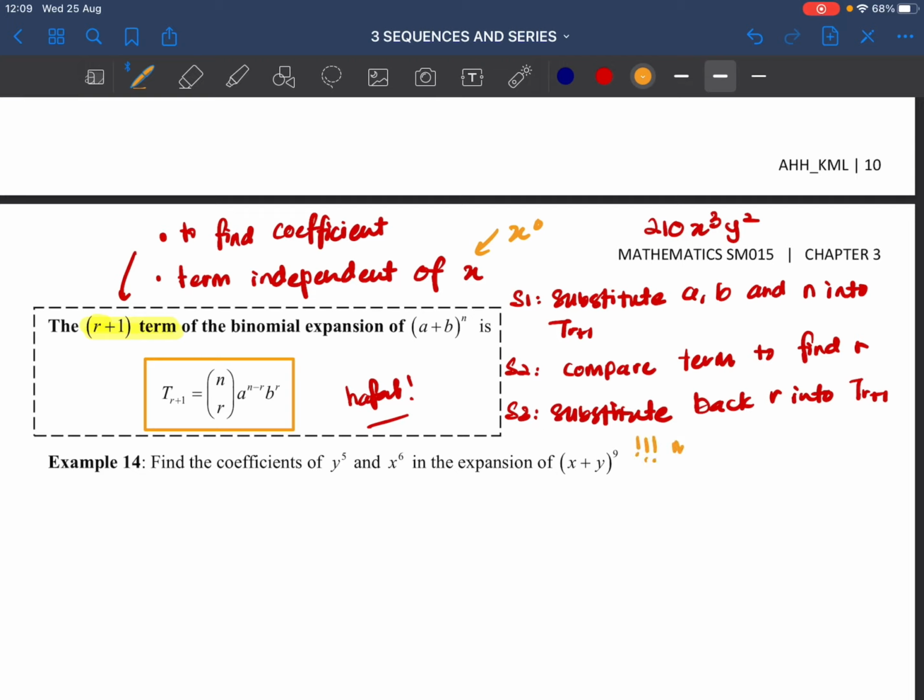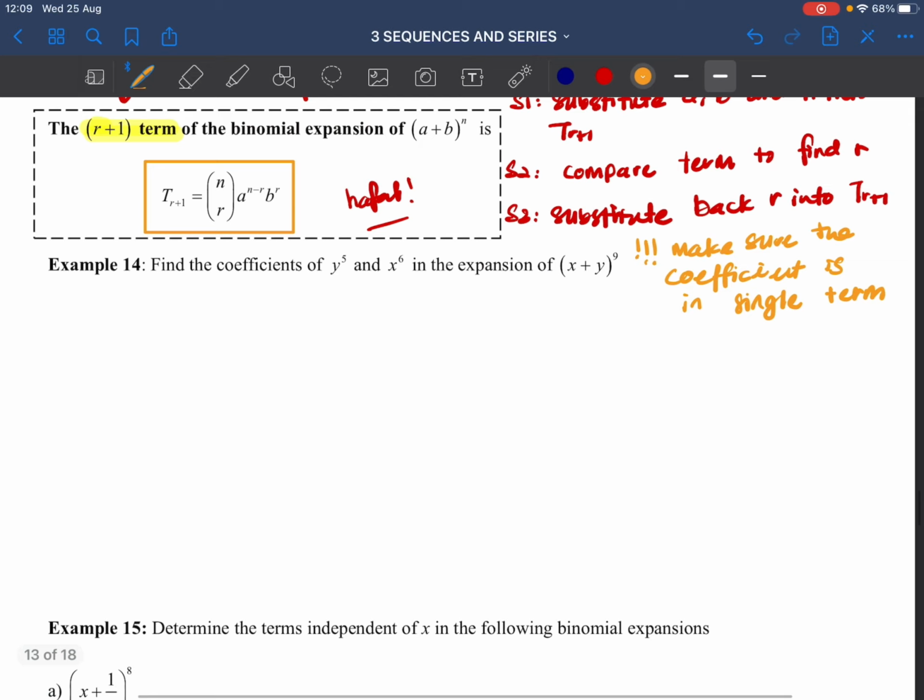But now you have to take note. Make sure the coefficient is in single term. Okay, kenapa? Apa benda yang maksud saya kat sini? Nanti kita akan tengok dalam soalan.